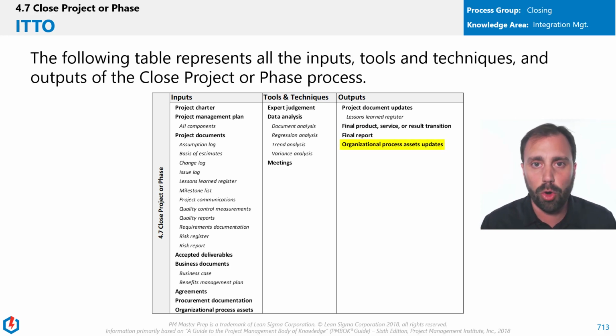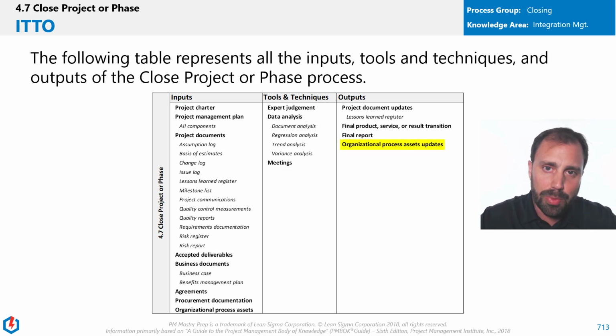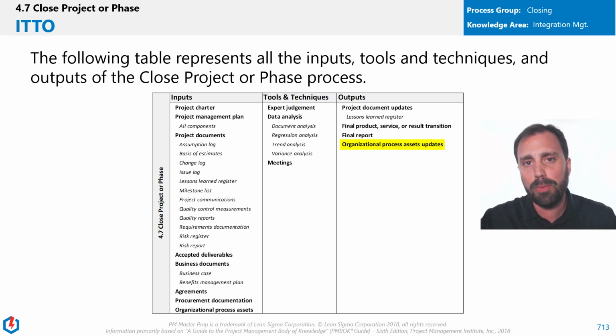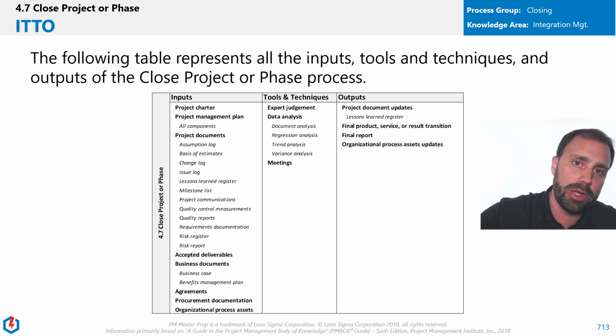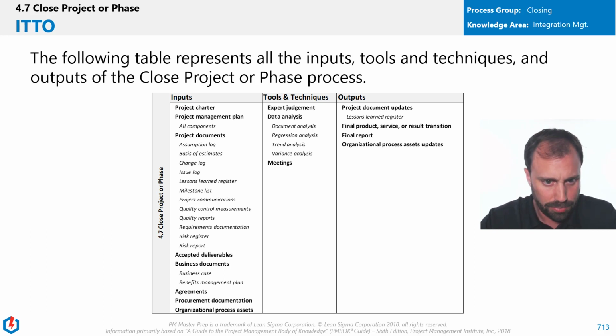And then we're going to update our organizational process assets. Everything that we learned, everything that we developed, maybe we created things, tools, templates, whatever, we're going to put it back in the hopper so that other people can benefit from us. So that's our outputs.